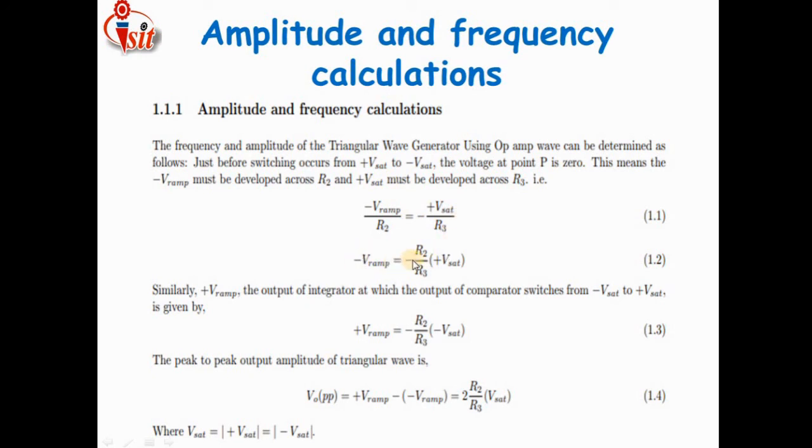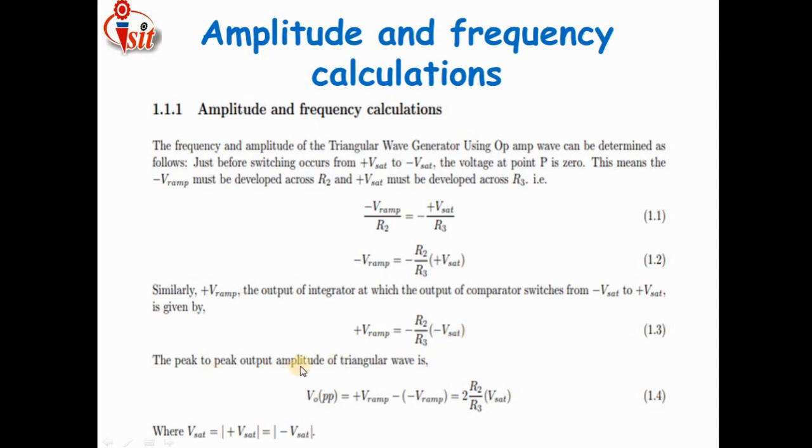Here the negative ramp is equal to minus R2 divided by R3 plus V saturation. Similarly, for the positive ramp saturation, the output of the integrator at which the output of the comparator switches from negative saturation to positive saturation is given by positive ramp is equal to minus R2 divided by R3 into minus V saturation.